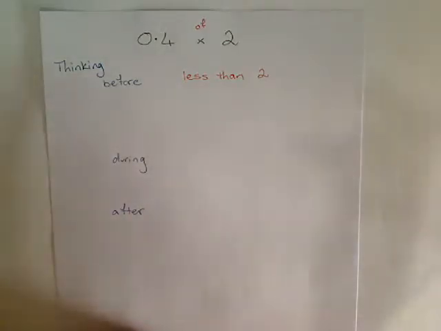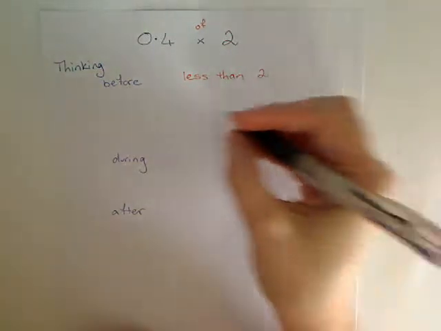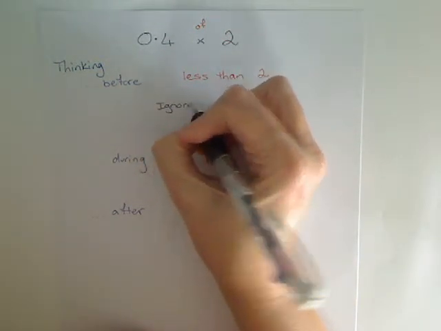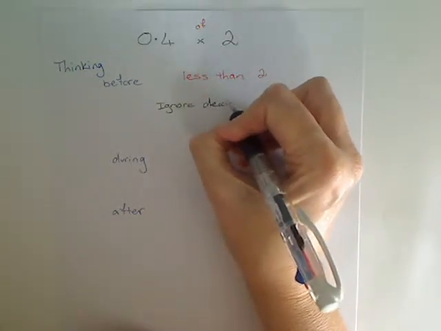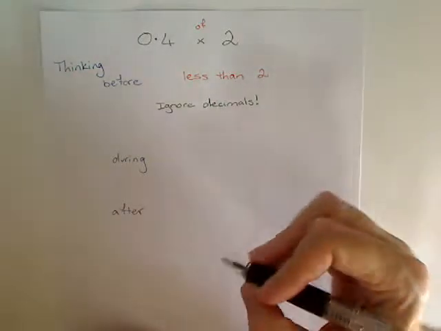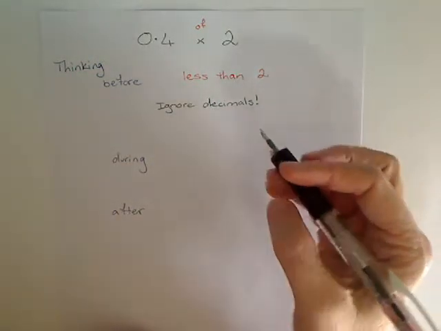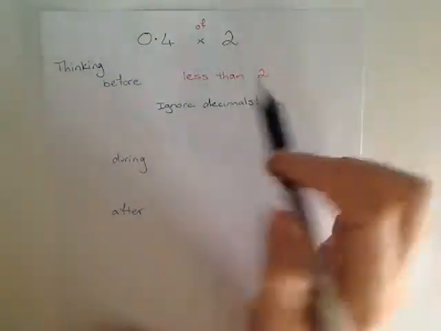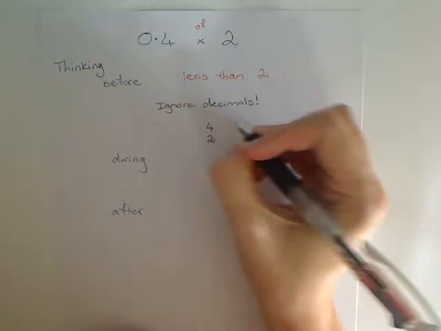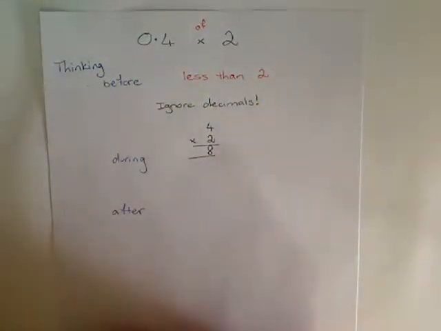Okay, into the algorithm now. When I'm multiplying with decimals, I'm going to ignore the decimals to start off with. So ignore decimals. Our algorithm can't cope with decimals. We just have to deal with them later on. So I'm just going to think about 4 and 2. And I'm multiplying those and I would get 8.